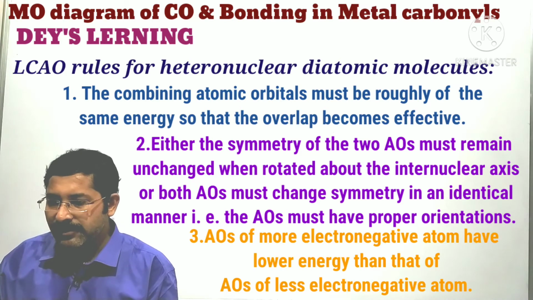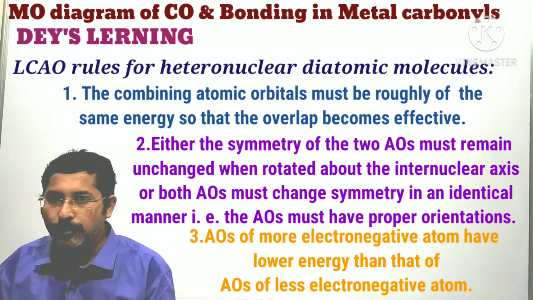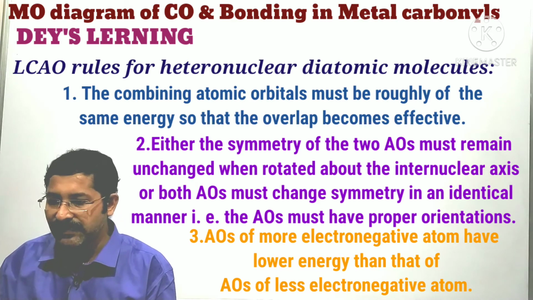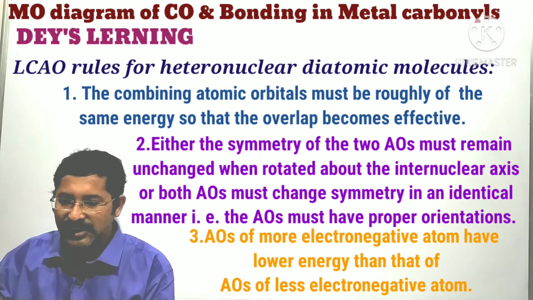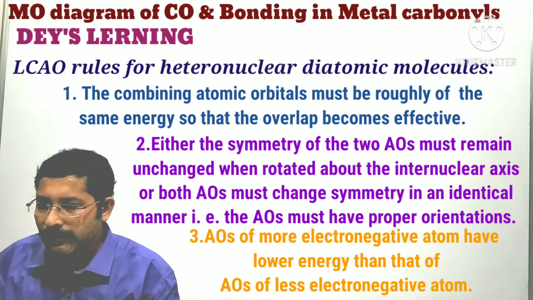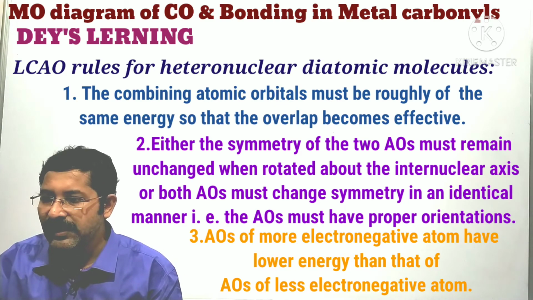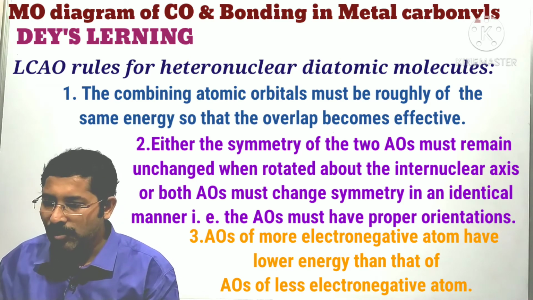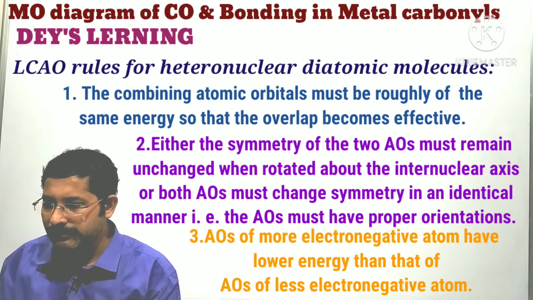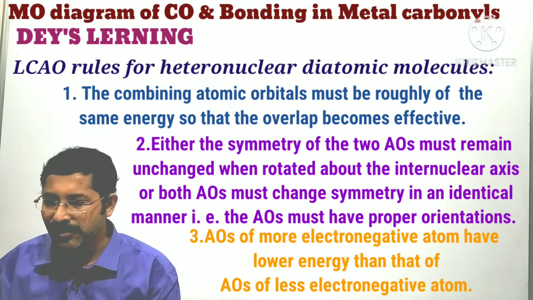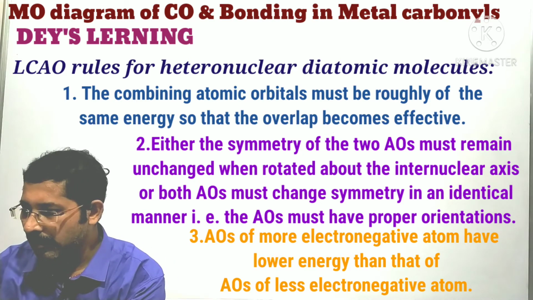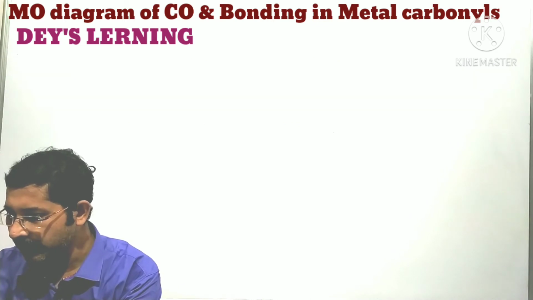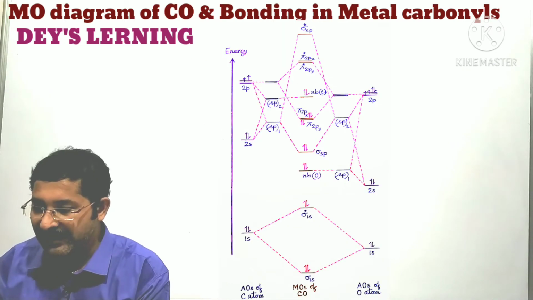And the third point is the atomic orbitals of more electronegative atom have lower energy than that of the atomic orbitals of less electronegative atom. Okay, on the basis of these three rules, the molecular orbital diagram of carbon monoxide is constructed. Let's see the diagram.